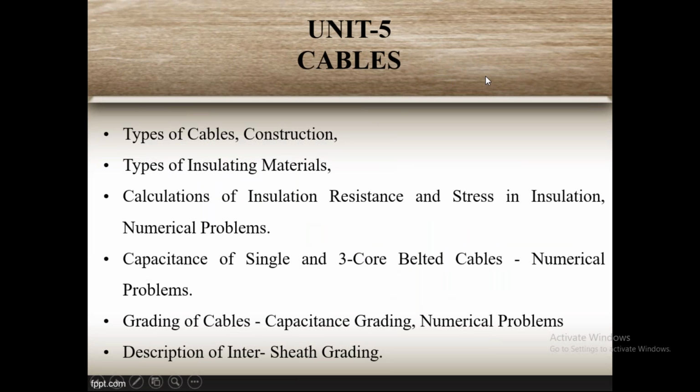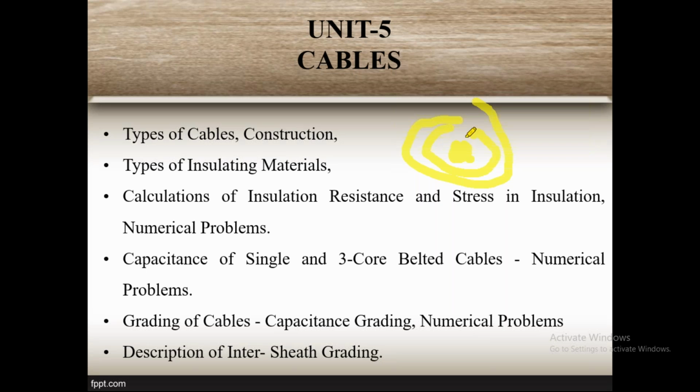The next one is different types of cables. In unit 5 you are going to study the different types of cables we use in transmission lines: the types of cables, their construction, and insulating materials. If you have seen a cable, the top layer is black, after that there is one layer, then a metal layer. After that a small conductor runs through. The outer side is called the insulating material, and it protects this small conductor, the small wire. That is called a cable.